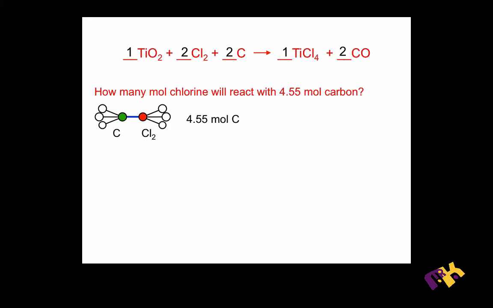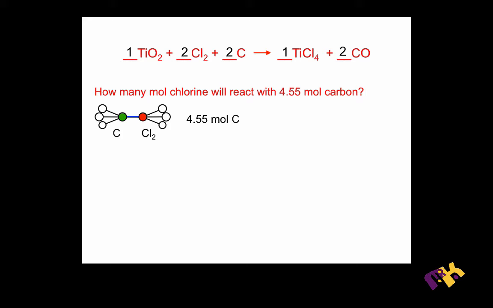Students that refuse to write units on numbers in their mathematical work ultimately will make a simple mistake because they'll forget what the numbers are actually representing. And your final answer must contain units, and tell us units of what. So we have 4.55 moles of carbon. We need to get out of moles of carbon and get into moles of chlorine.